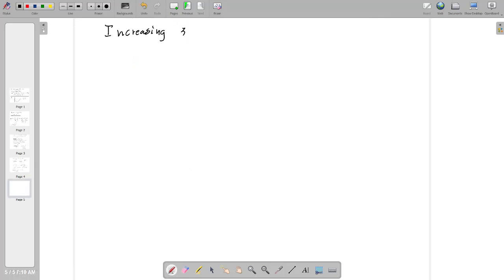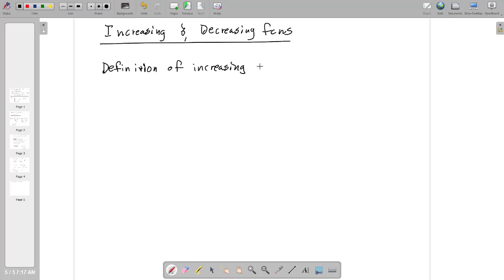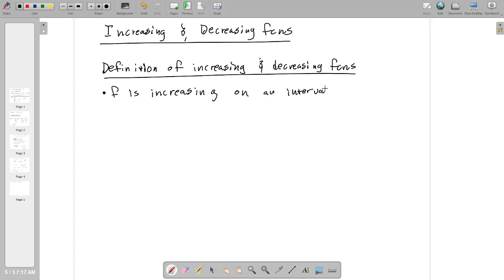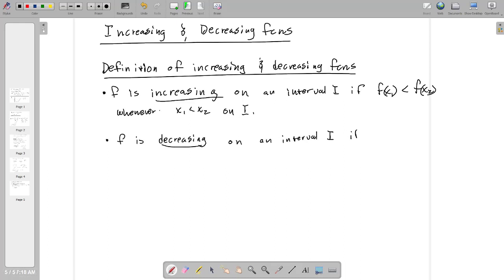Increasing and decreasing functions. All right, let's do the definition. f is increasing on the interval I if f of x1 is less than f of x2 whenever x1 is less than x2 in I. f is decreasing on an interval I if f of x1 is greater than f of x2 whenever x1 is less than x2 in I.